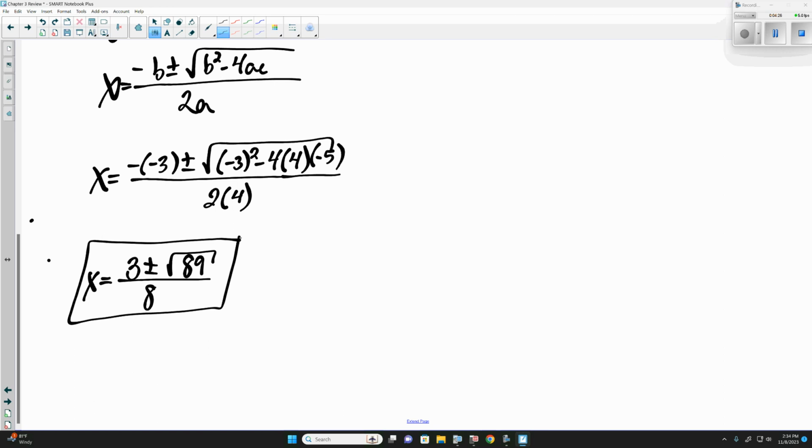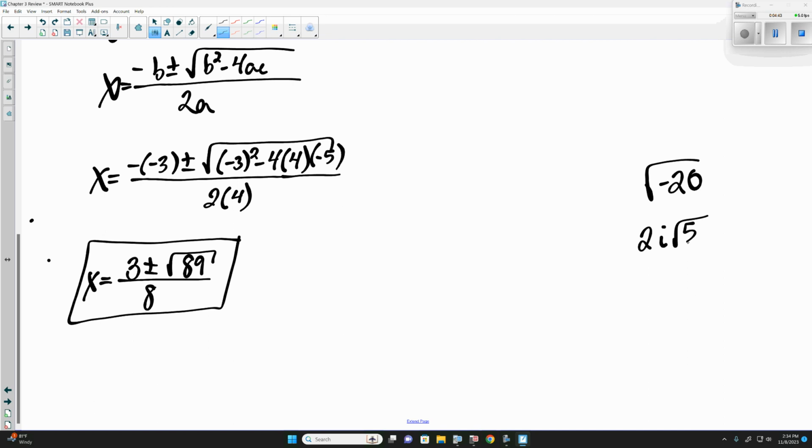Like we had yesterday, the square root of negative 20, the negative would come out as i, square root of 20 is 2 square root of 5. So the square root of negative 20 would simplify to 2i square root of 5. If the radical can reduce, we want to reduce it.